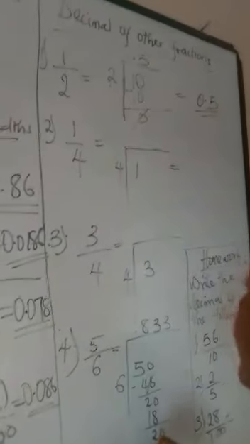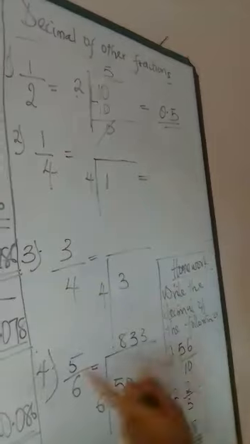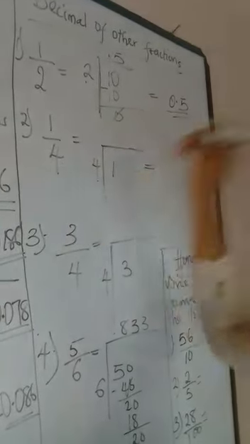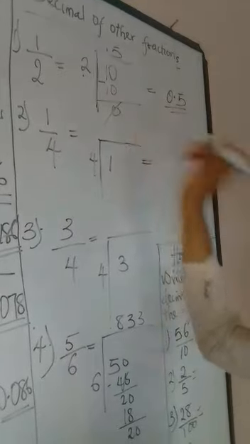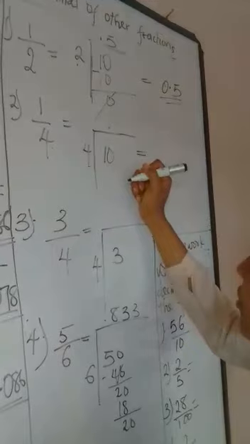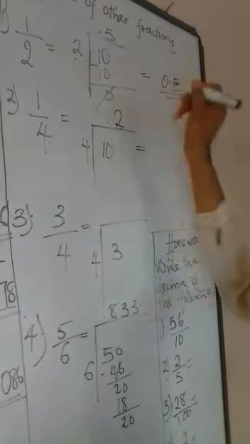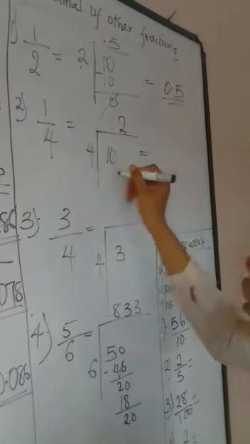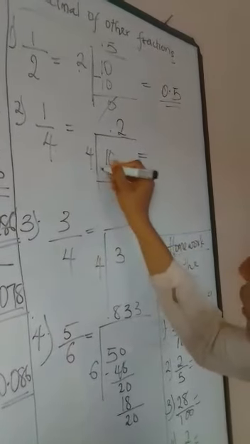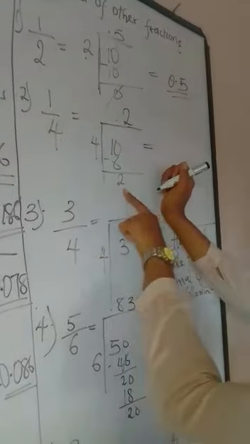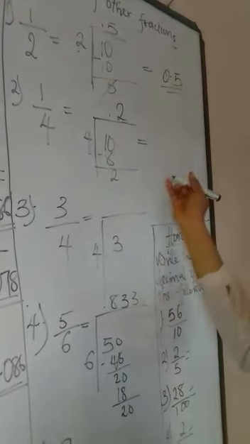Let's do example number 2. 4 divides 1. Always remember that your denominator must be outside and your numerator inside. 4 divides 1, it can't go, so I put my decimal point and 0. 4 divides 10 will give me 2. The remainder: 4 times 2 is 8. I subtract and get 2. Now, I've not gotten my final 0, so I'll continue to divide.